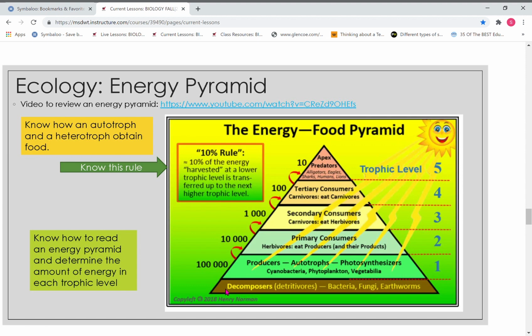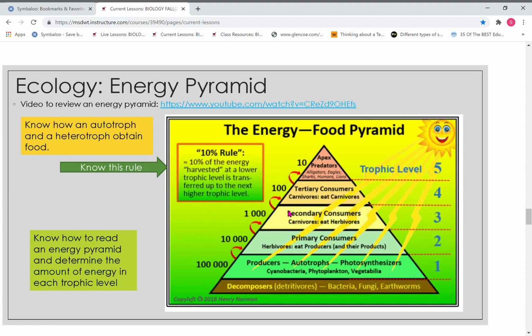So we have decomposers at the very, very bottom, but we're asking from producers. Producers are the ones who are gaining the energy from the sun. They're the autotrophs, so they gain their energy through photosynthesis. If they are able to obtain the sun's energy and gain 100,000 kilocalories of energy, if the primary consumers eat the producers, then they lose 10% of the producer's energy. So it goes from 100,000 kilocalories to 10,000 kilocalories.